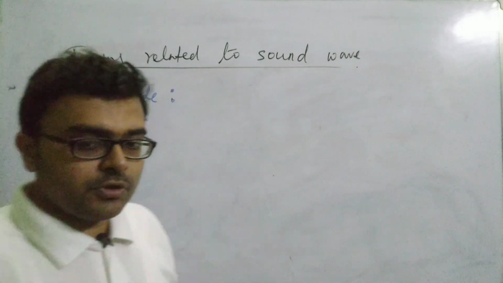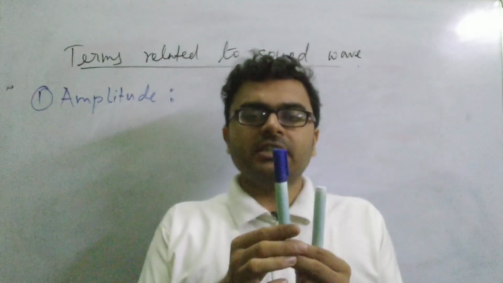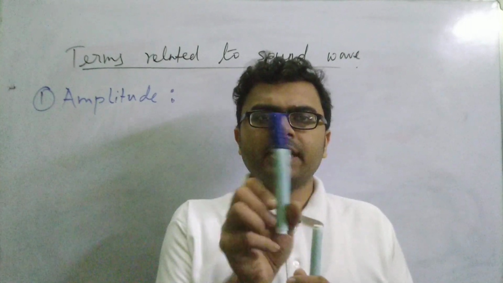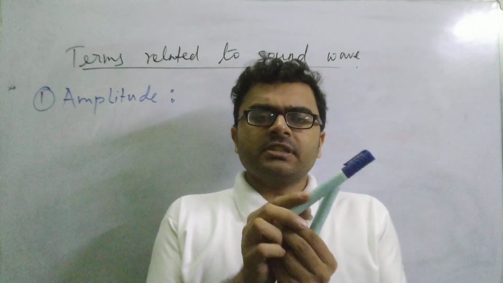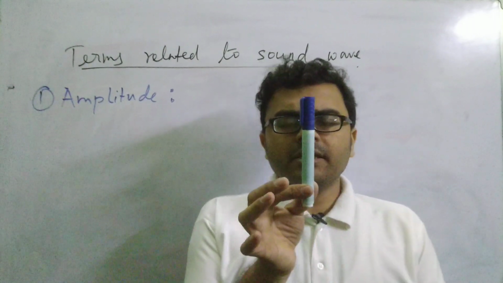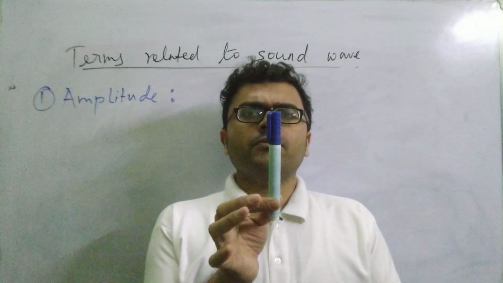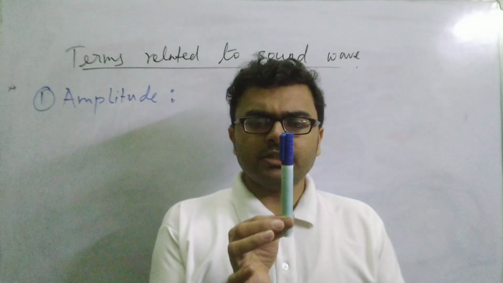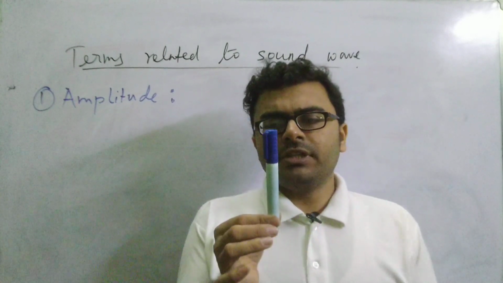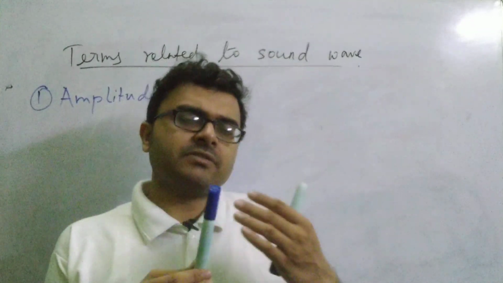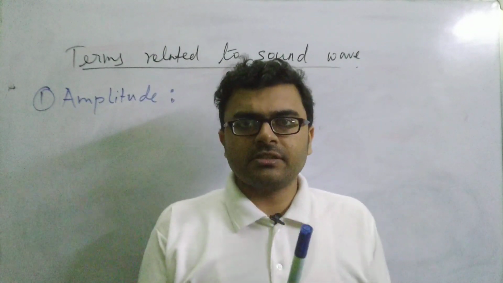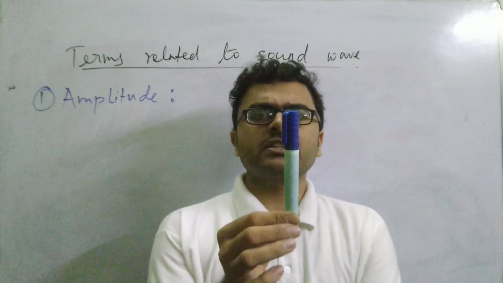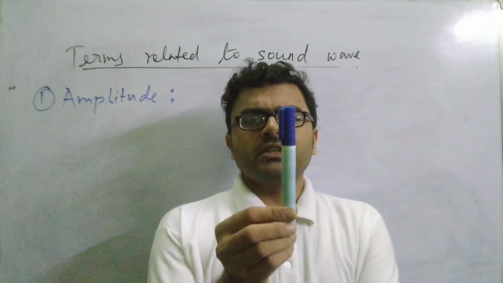Simply see, when a body is vibrating, if I consider this pen is vibrating like this, to and fro, moving left and right, so it's a to and fro motion. In this case, the initial position of this pen, when the pen was at rest, is called the mean position. So I think what the mean position is is clear. When the vibrating object is at rest, before it starts vibrating, that position of the object is called the mean position.